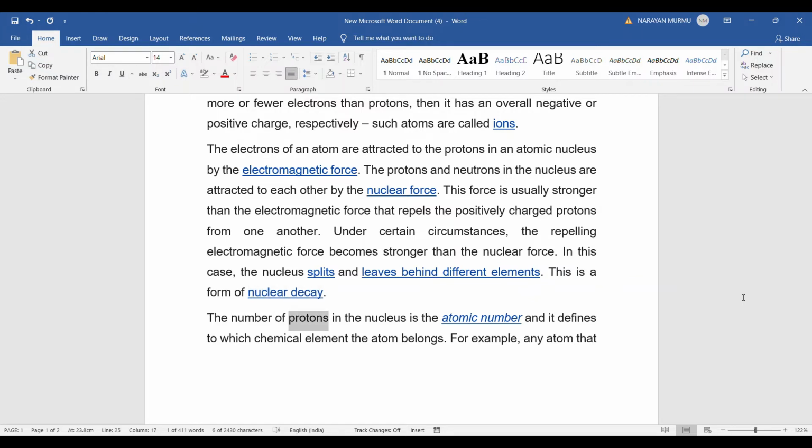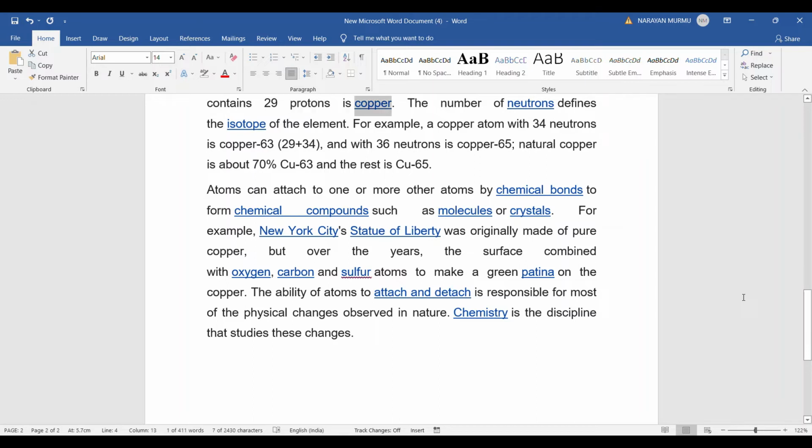The number of protons in the nucleus is the atomic number, and it defines to which chemical element the atom belongs. For example, any atom that contains 29 protons is copper. The number of neutrons defines the isotope of the element. For example, a copper atom with 34 neutrons is copper-63, 29 plus 34, and with 36 neutrons is copper-65. Natural copper is about 70% Cu-63 and the rest is Cu-65.